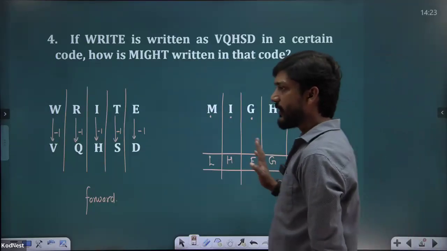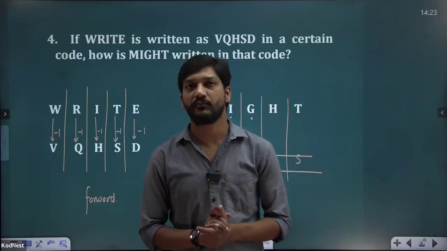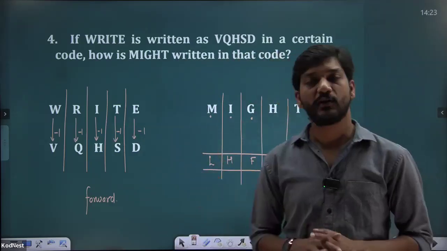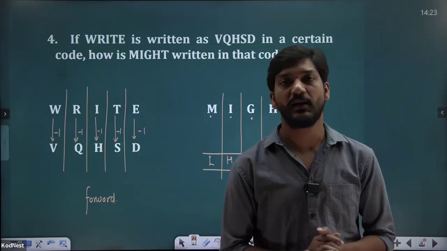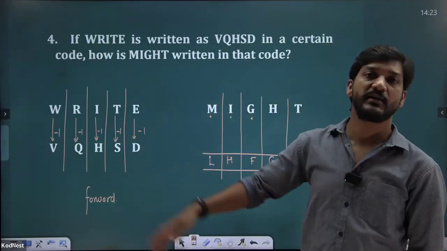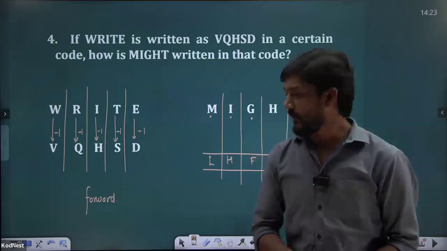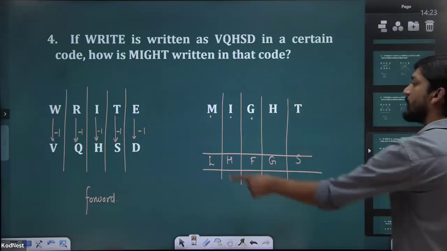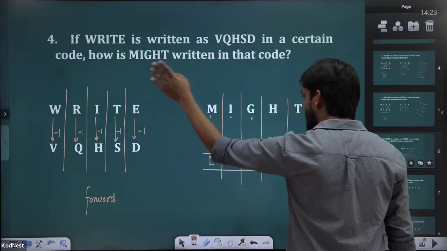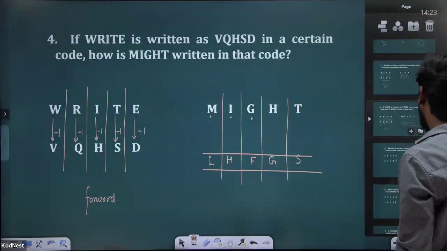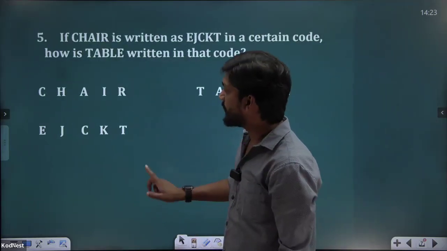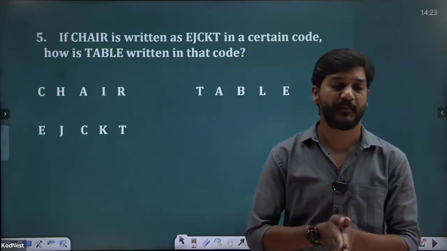So until now, we have not thought about the place values. It was not required because letters are very close till now. Either it was the previous letter or it was the next letter. In this case, it is the previous letter. So let's see one more question. When the difference between the two letters increases, then place value becomes important. Try to solve this question without place values only.